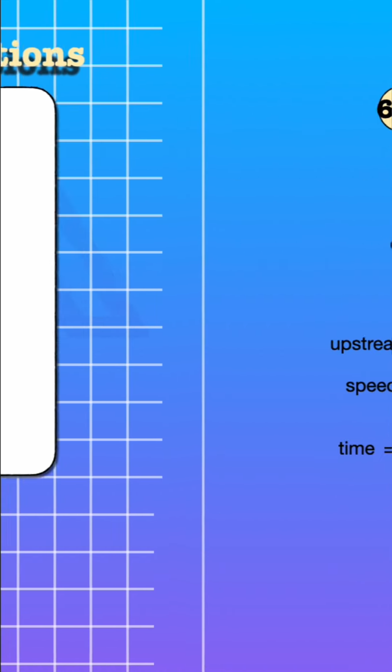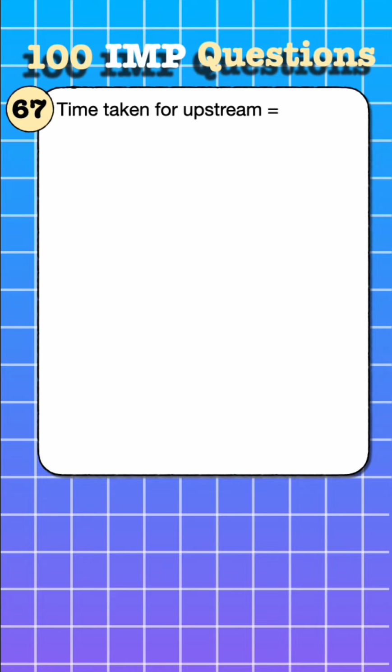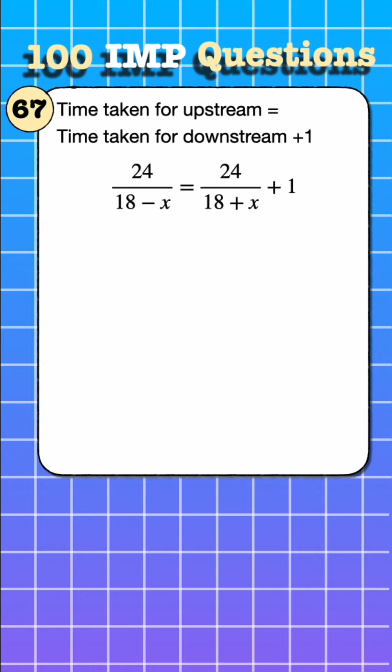Now what is the condition given to you? That the time taken for upstream is equal to time taken for downstream plus 1. Upstream is taking 1 hour more as compared to downstream, right? So let's put the value. The time taken for upstream is distance upon speed, right? So distance is 24 kilometers and the speed of upstream is 18 minus x.